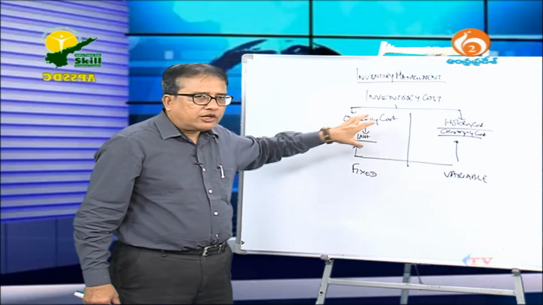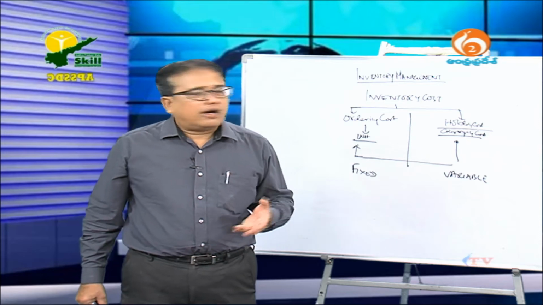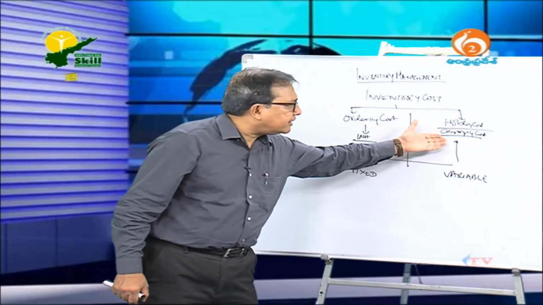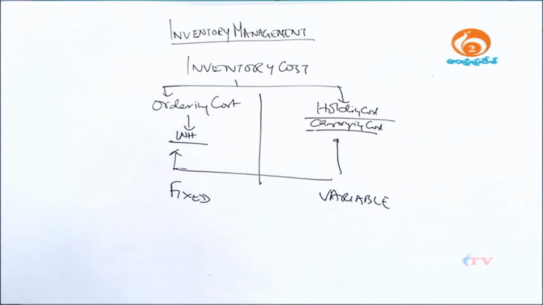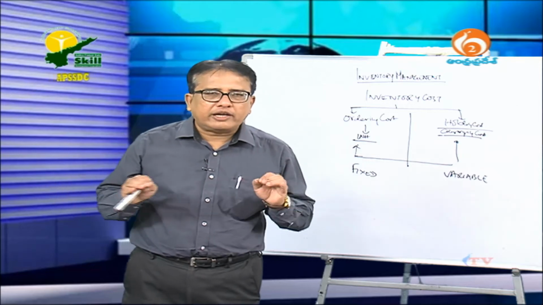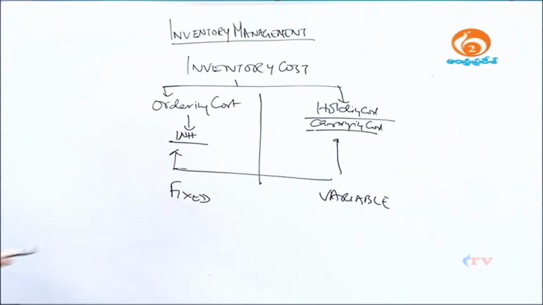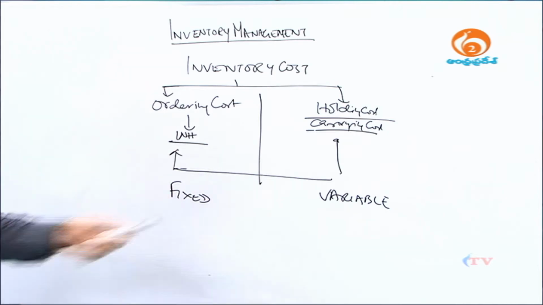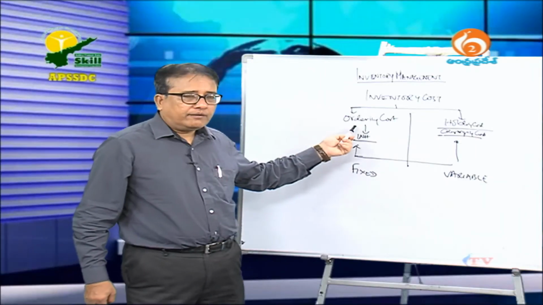Whether you order 1 unit or 5 units, you still need to pay rent. That is a fixed cost for holding. That means, when I have to hold the material in my warehouse, irrespective of the volume that I am holding, I will have to pay the rent, I have to pay for insurance. Insurance could also be a variable cost, because the insurance also depends upon the volume and the value of the item I am storing.